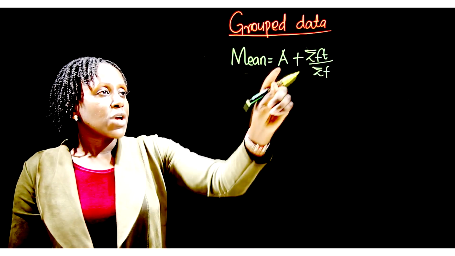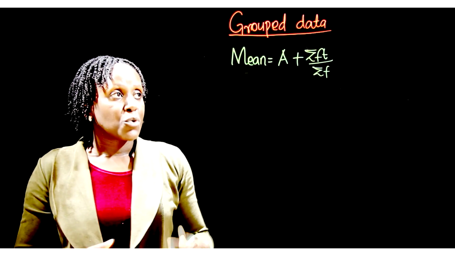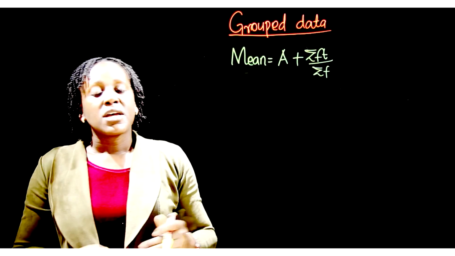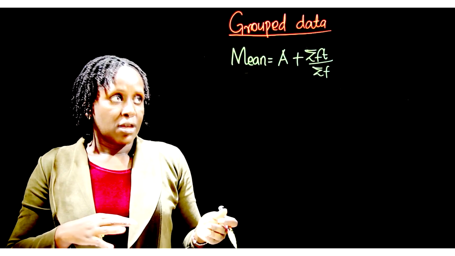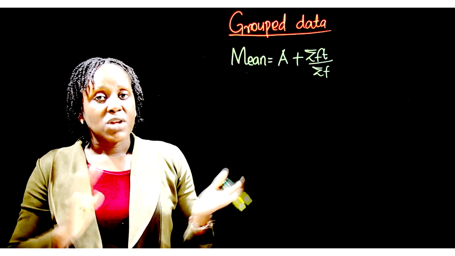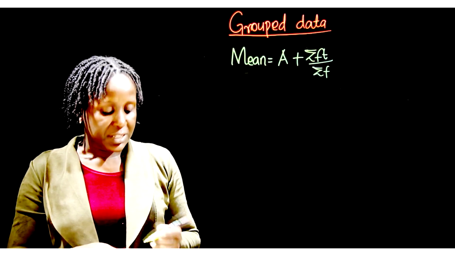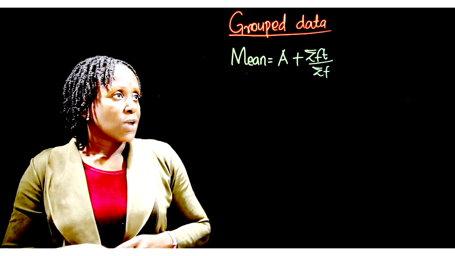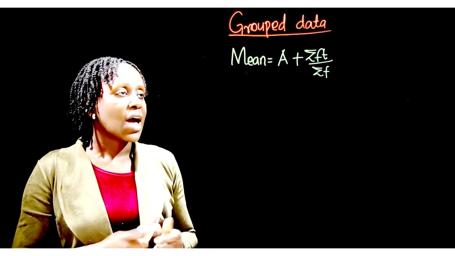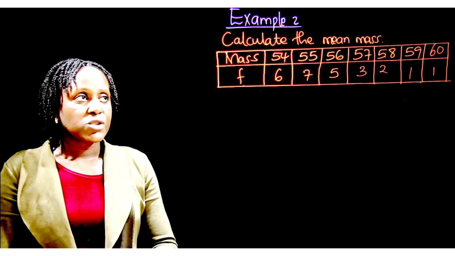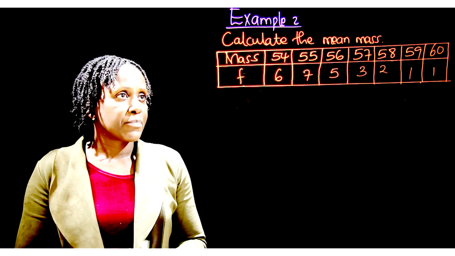Alright? So A represents the assumed mean, f represents the frequency, and t represents the difference between x and A. So ft is a product of the two, and f represents the frequency. So we're going to do an example that has grouped data, and then we see how this is applied. We're going to attempt an example that involves grouped data.